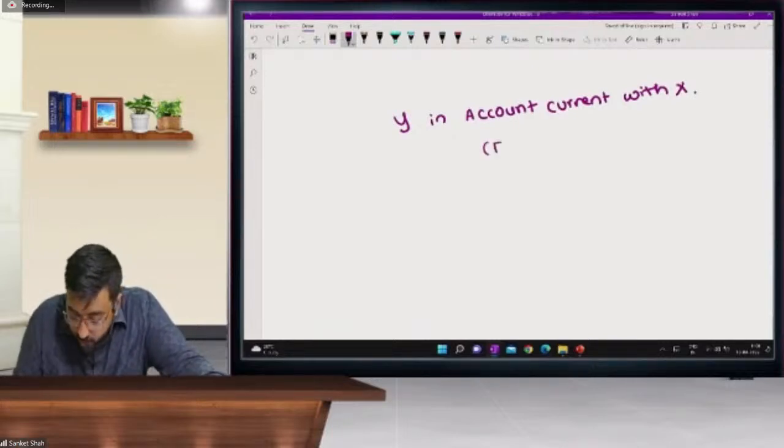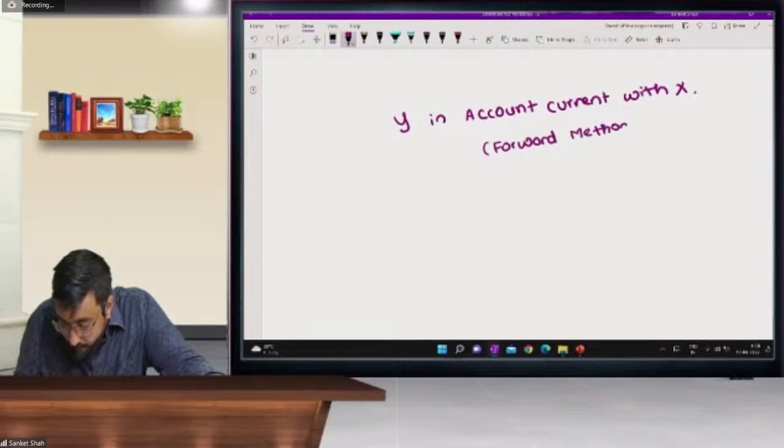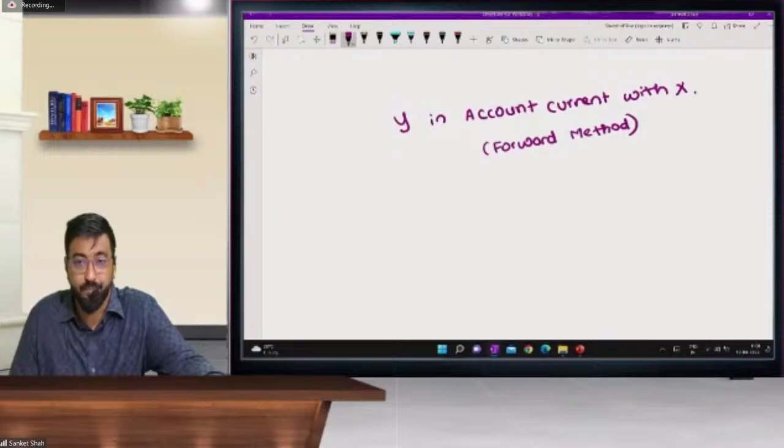And beta, I am going to explain to you first the forward method. Product method, forward method. Understand it. Forward method.